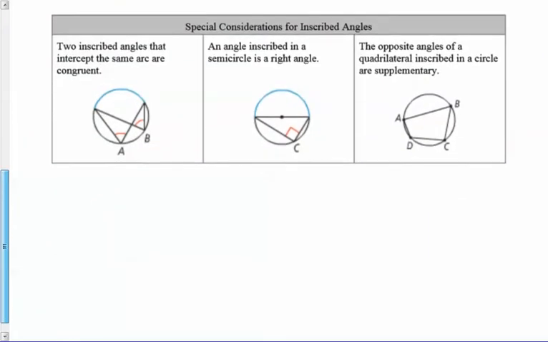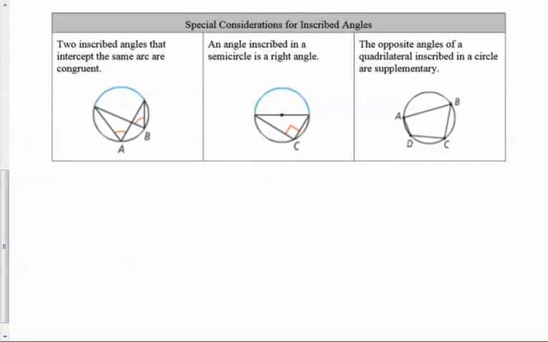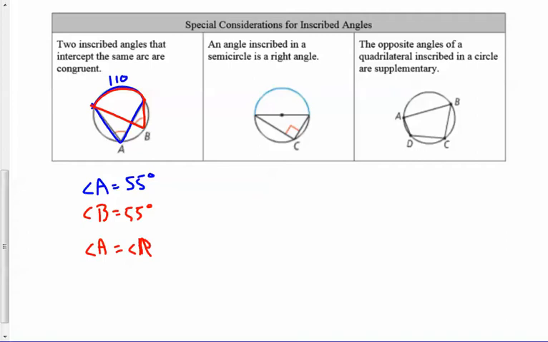And I just want to talk a little bit about these special cases. This first one talks about how two inscribed angles that intercept the same arc are congruent. So if A intercepts this arc of 110, then angle A will equal 55. Angle B intercepts this 110 arc, well then angle B has to equal 55. So you can do all that work, or just realize that angle A will always equal angle B. If they intercept the same arc, then they will always be equal to each other. And we kind of see why that's true. We call them congruent since I didn't put the measures.